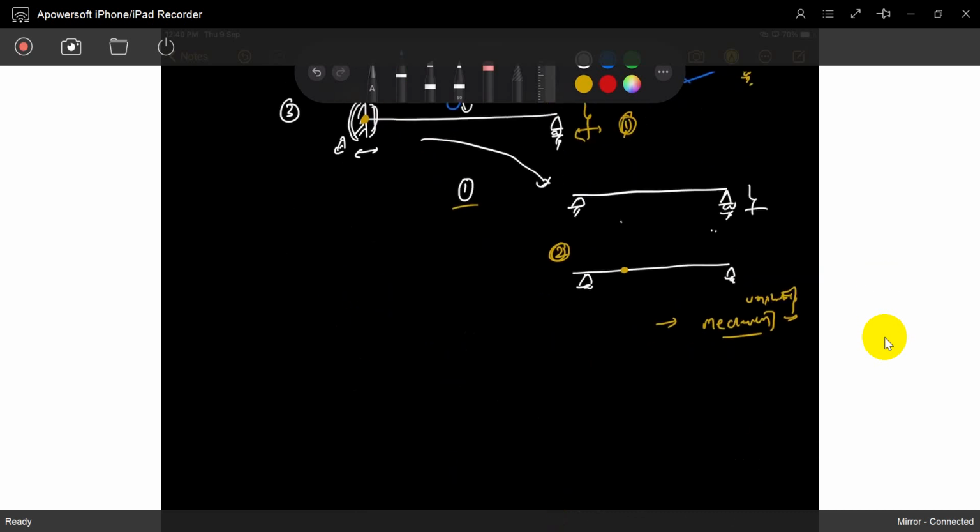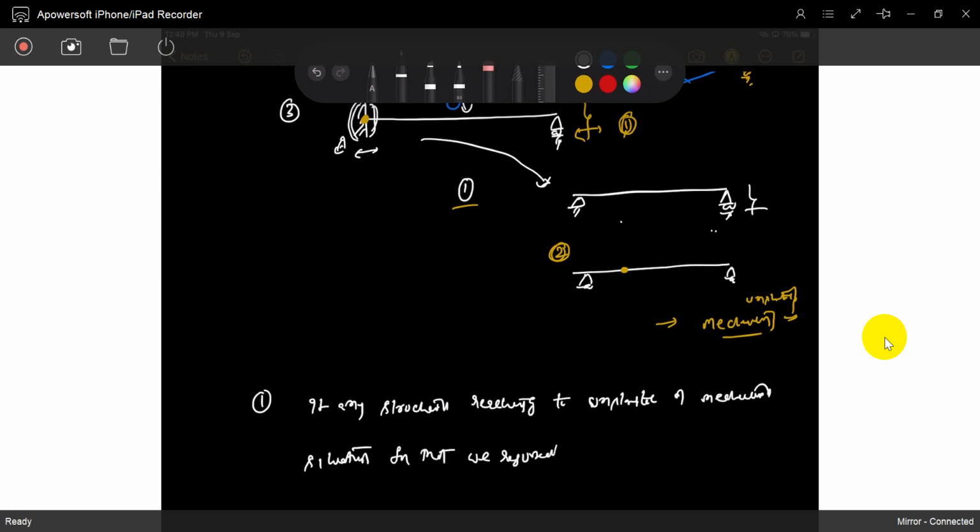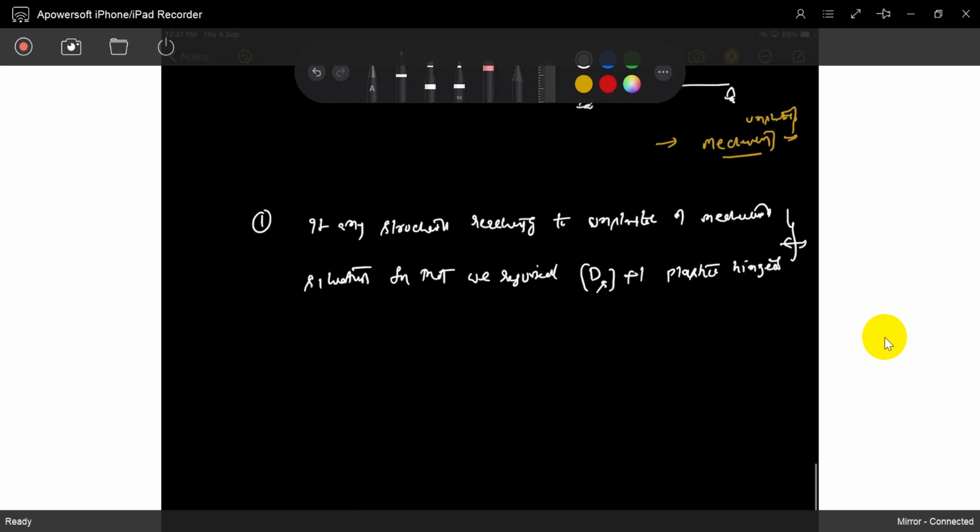So that's it. You can now decide that if any structure is reaching an unstable or mechanism situation, for that we require the degree of static indeterminacy plus 1 plastic hinges. That's the idea. If any structure is reaching the unstable or mechanism situation, we require ds plus 1 plastic hinges. Then only it reaches the unstable and mechanism state.